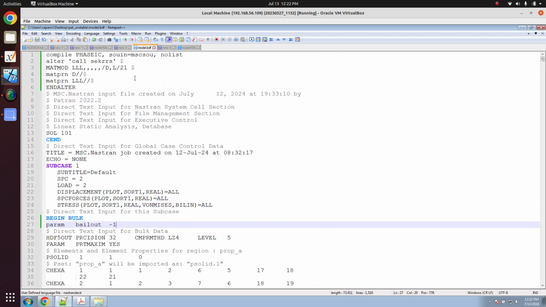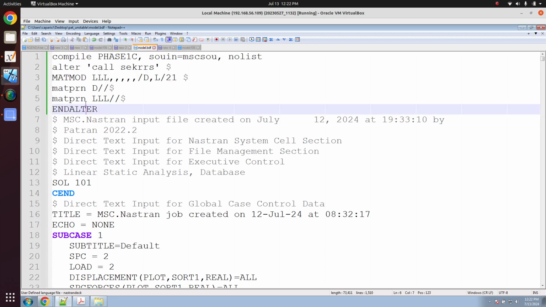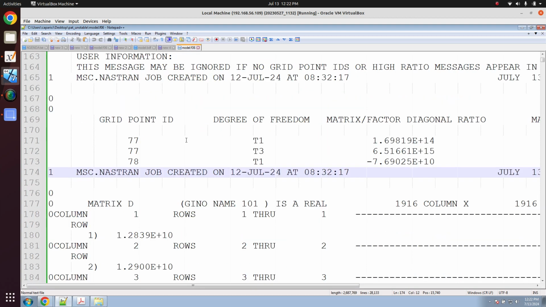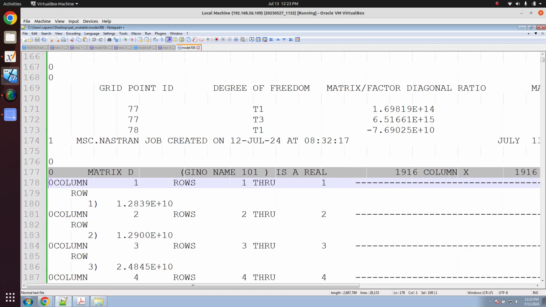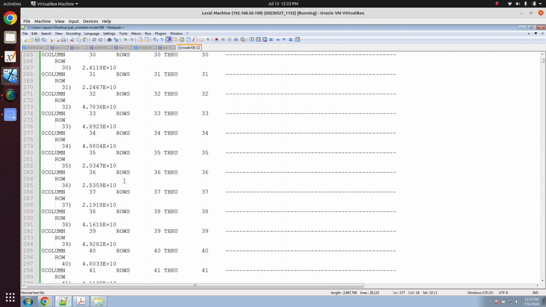So to quickly summarize, here I added this set of DMAP statements to alter the solution process. Here I want to print the D matrix. That didn't work. It was terminating with user fatal message. So what I did was I forced it to continue the solution with PARAM BAILOUT -1. So now if I scroll down after this table, here it says matrix D. So this is the diagonal matrix, and we only get the diagonals here. We don't get all the zero terms.